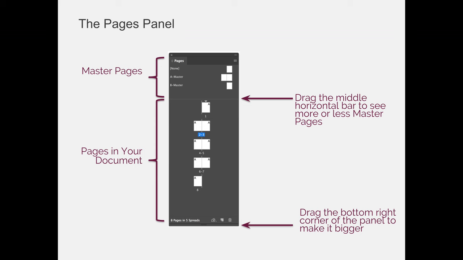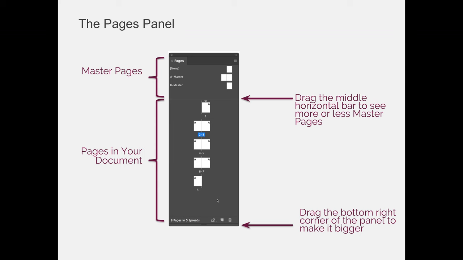If you want to, you can click and drag the light gray horizontal bar to show more or less of the master page section in your design. And you can grab the bottom or the bottom right-hand corner of any panel in InDesign and drag it to make it wider or taller so that you can see all the pages within your design.